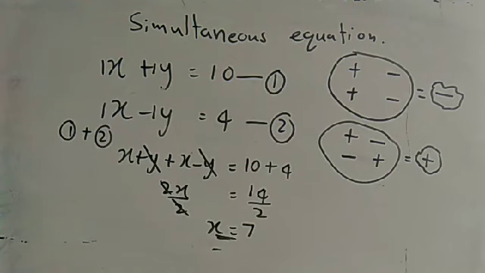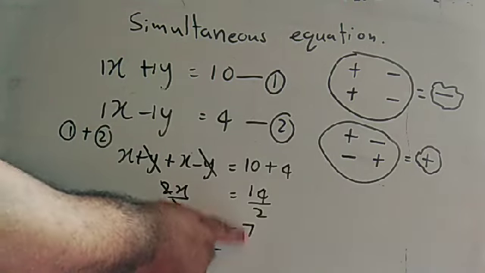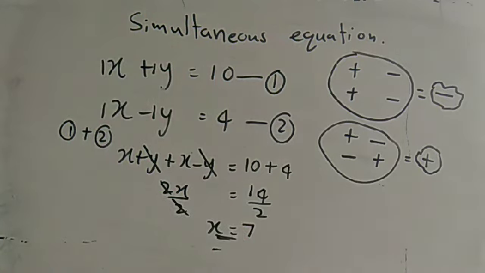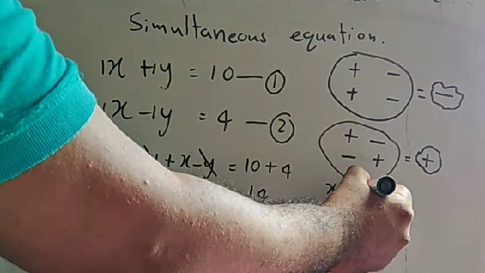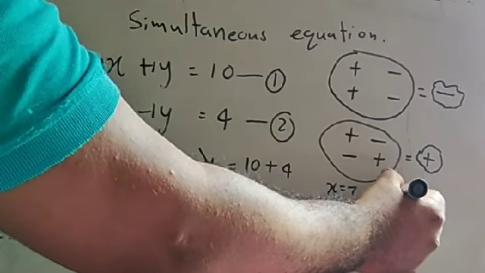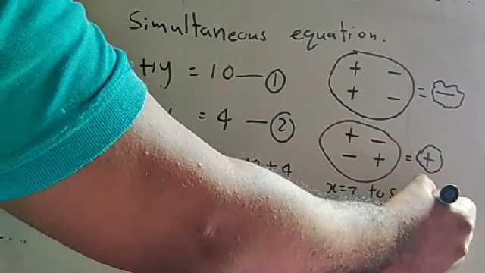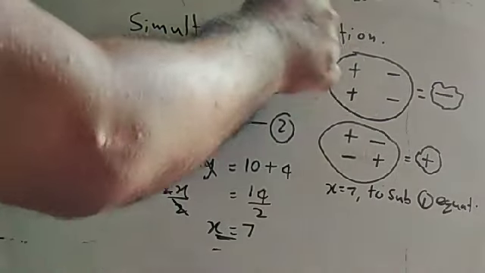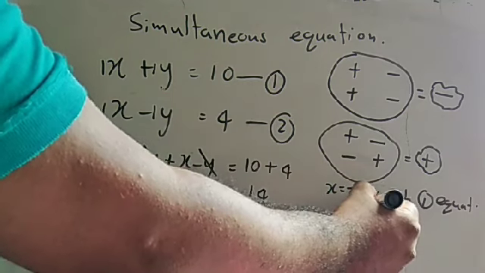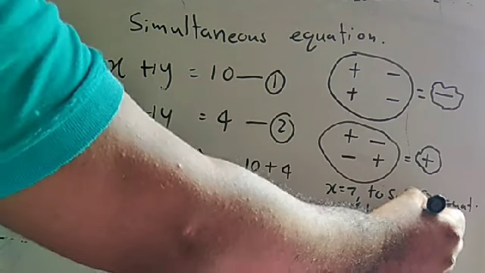Now, after finding the value of x, you have to find the value of y. Now x is 7. Substitute x equals 7 into the first equation. What is the first equation? x plus y is equal to 10. Now let's substitute.